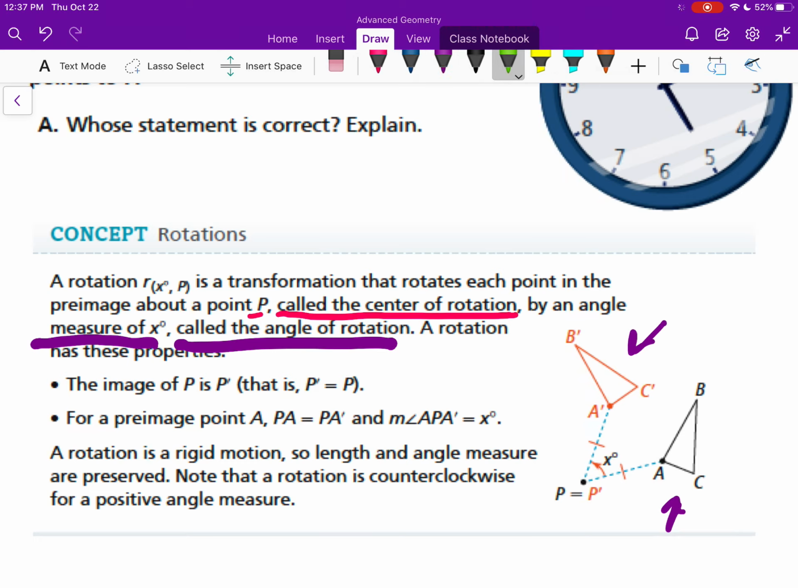The big idea is it is a rigid motion. Length and angle measure are preserved. It is not any bigger or any smaller.